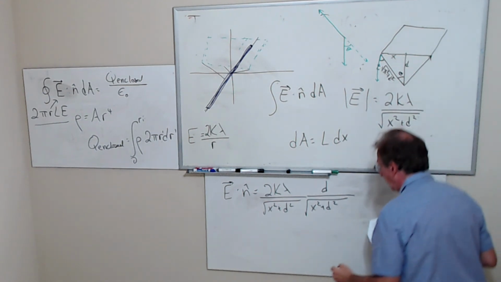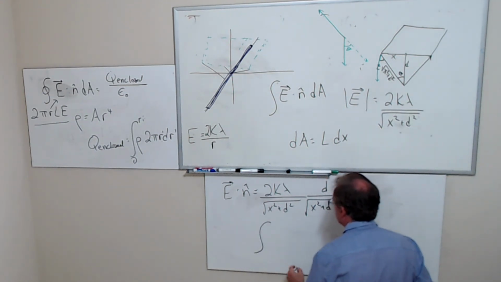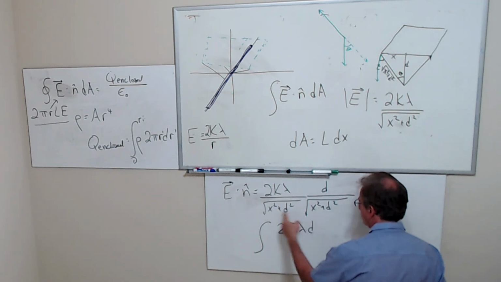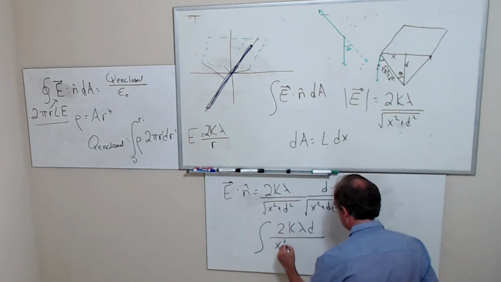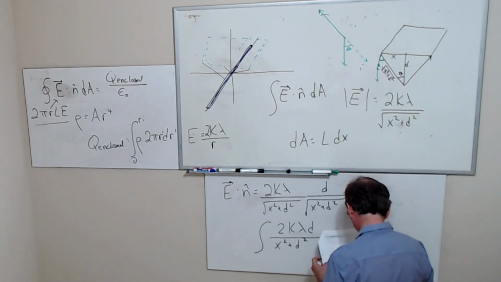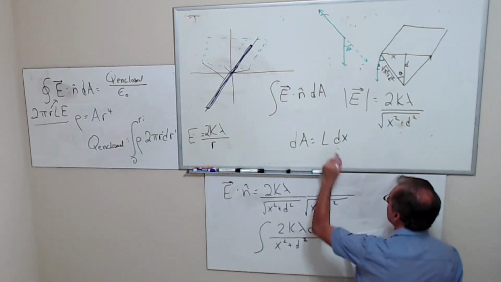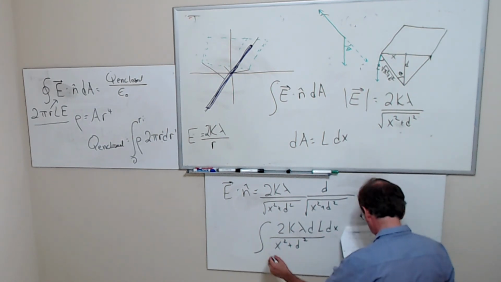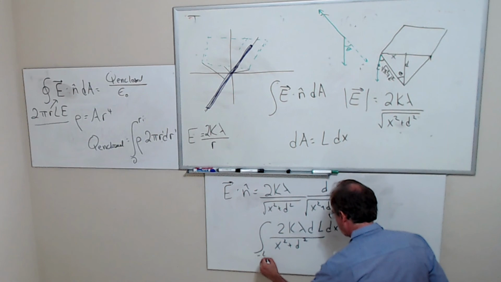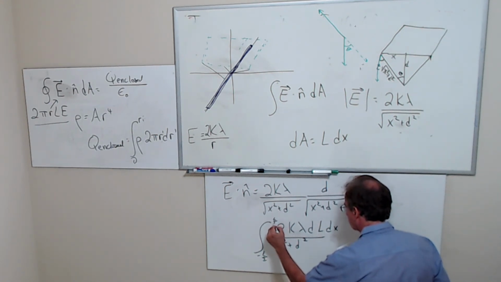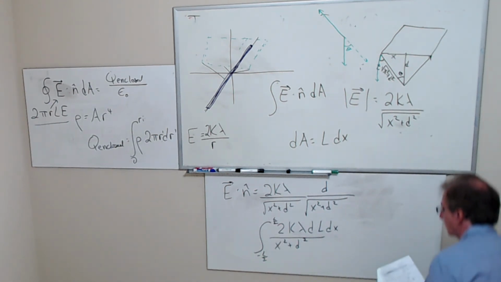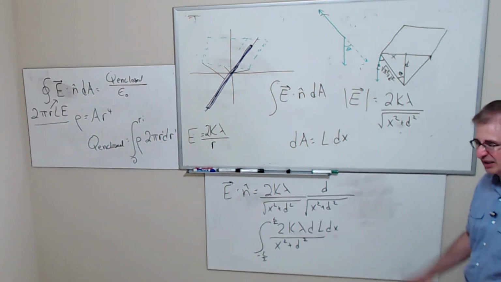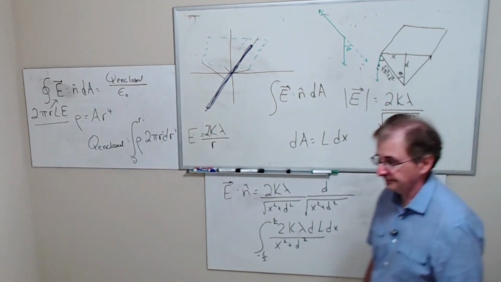So my expression for the flux is going to be 2k lambda times d over x squared plus d squared, and then there's a L dx. And then you integrate from minus L over 2 to plus L over 2. And that's it. That's your integral. And actually, that's an integral you can do. Okay, but I didn't want you to do the integral.